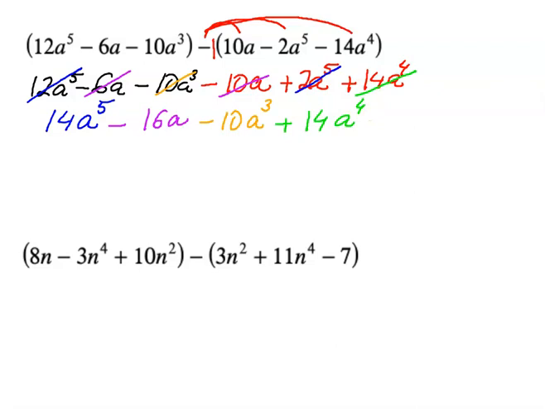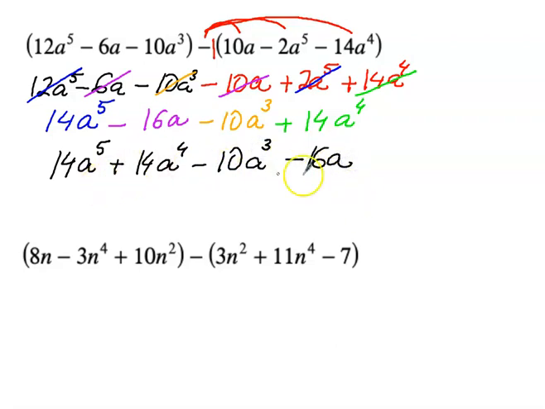Now the question is, is this polynomial in standard form? The answer is no, because in standard form we have to have the terms from highest power to the lowest power. The highest power is the highest exponent, which you can see is 5. So we're going to write 14a to the 5th power. The next one would be plus 14a to the 4th power. The next one is negative 10a to the 3rd power. And the last one is minus 16a. So now we can tell that the polynomial is in standard form.